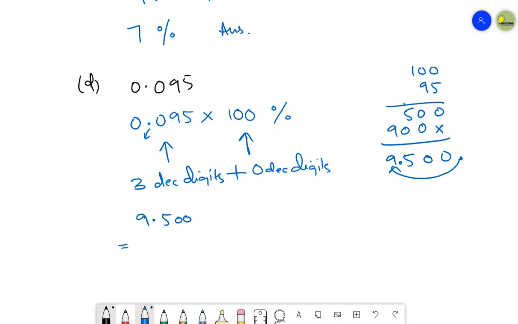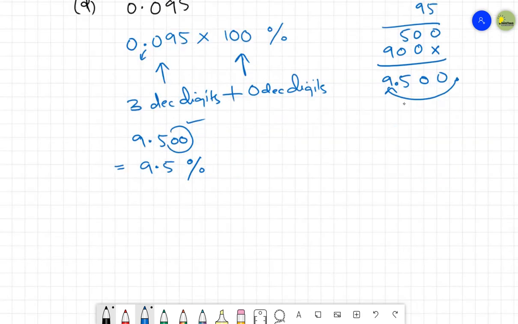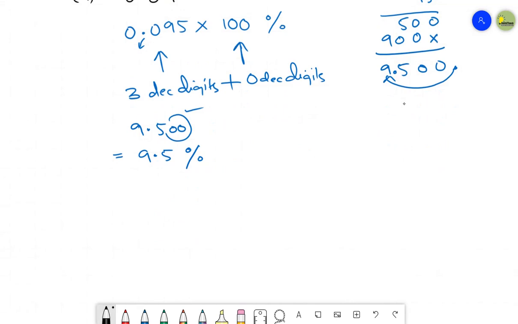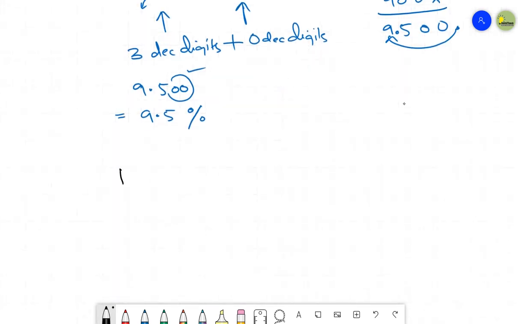9.500, or you can simply write 9.5%, right? You can remove these zeros because zeros after the decimal point have no significance. Sorry, 9.5%. Just remove these two zeros. Okay. The next thing is you have 1.35.